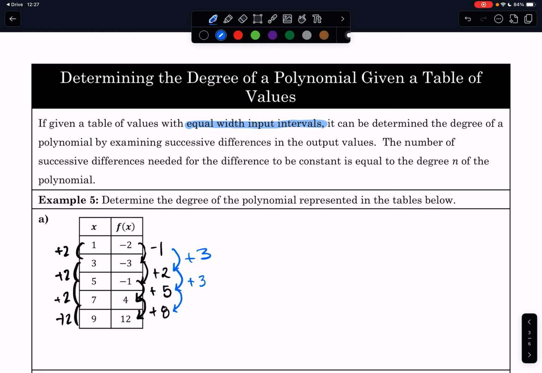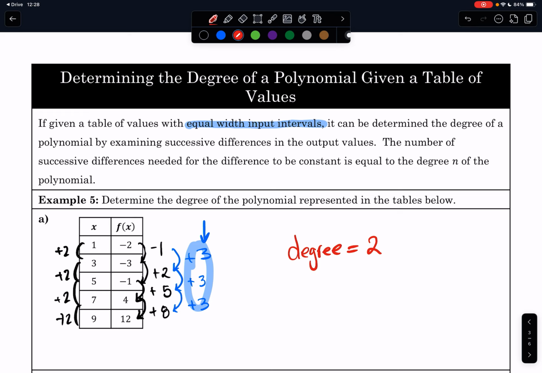And then from 5 to 8, that's also a difference of plus 3. So look, since it took 2 times to find where this number was constant, the same, that determines the degree of our polynomial. So our degree here is equal to the value of 2. That's how you can use the table to determine the degree of a polynomial.